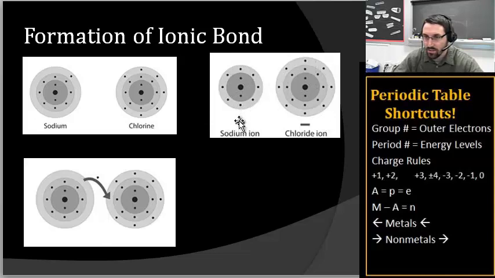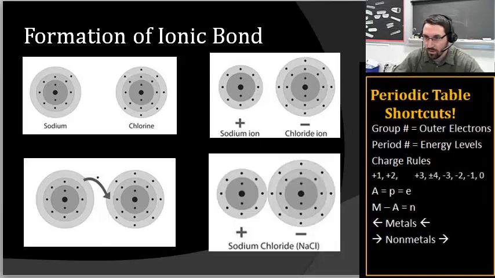The sodium ion has a plus charge because it had 11 protons and 11 electrons, but it lost one, so it now only has 10. Chlorine gained an electron, so it has a -1 charge. This has a +1 charge, this has a -1 charge. So therefore, they're going to be attracted towards each other, and they're going to form sodium chloride, table salt.